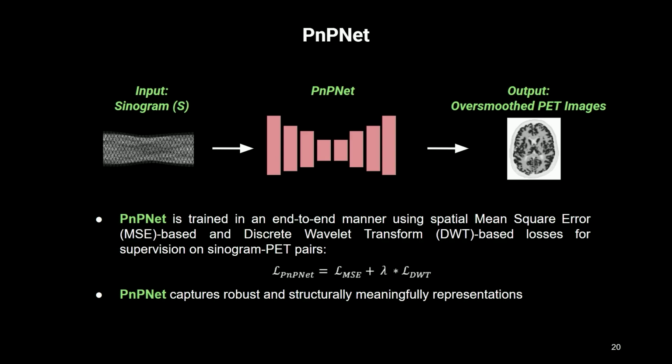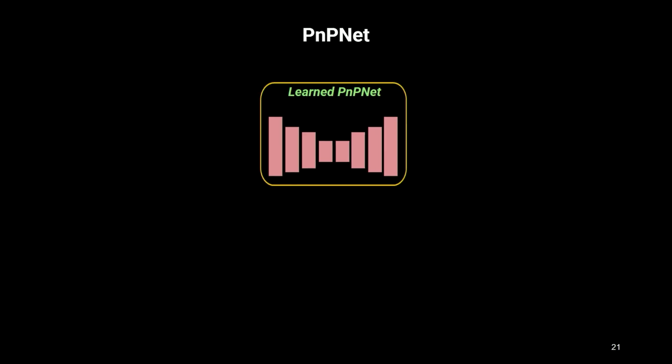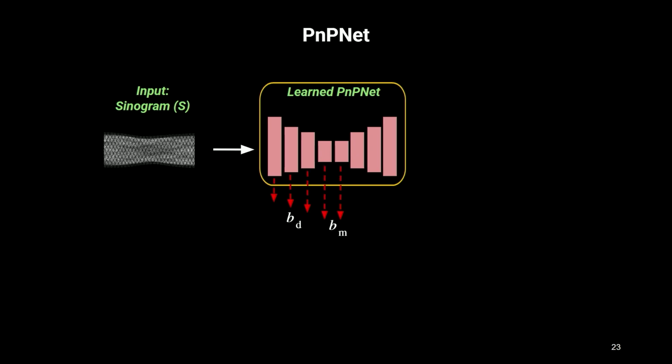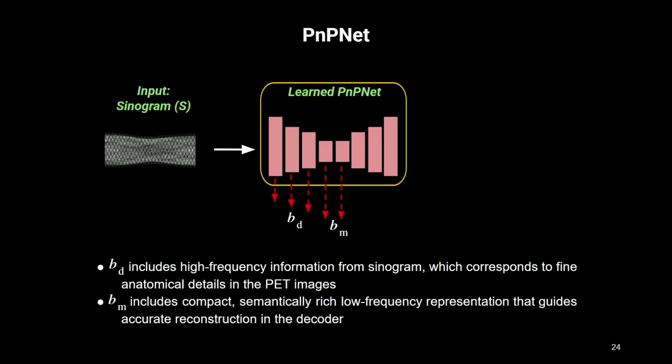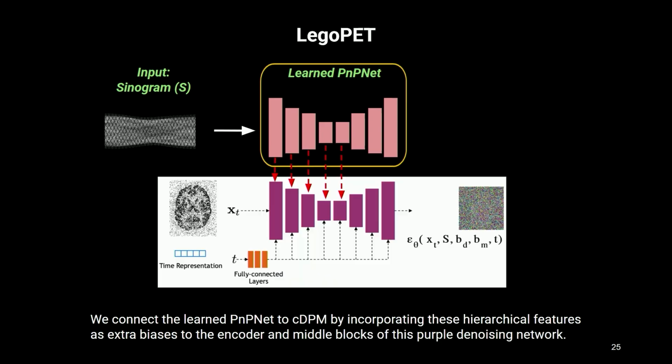And this design ensures that PNP net can capture useful representations that are both robust and structurally meaningful from input sinogram data. So once we get the learned PNP net, we input the sinogram and extract two lists of hierarchical feature maps from the latent space of the learned PNP net, BD from downsampling blocks and BM from the middle blocks. So BD includes high-frequency information from the sinogram, which corresponds to fine anatomical details in the PET images. And BM includes compact, semantically rich, low-frequency representation that can guide accurate reconstruction in the decoder.